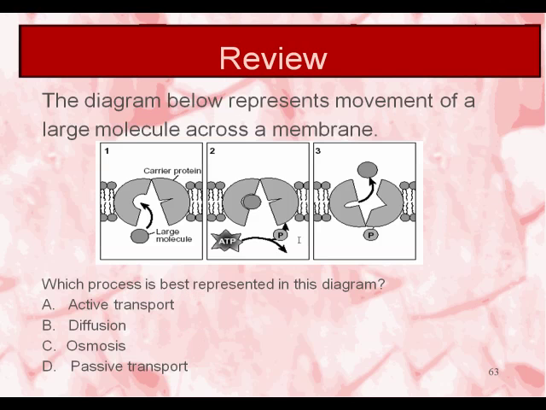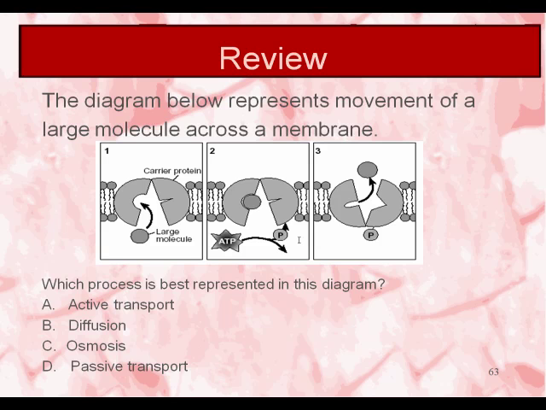The diagram below represents movement of a large molecule across a membrane. Which process is best represented in this diagram? A, active transport, B, diffusion, C, osmosis, D, passive transport. We know that ATP is the energy compound of the cell. This indicates that the process requires an energy source.